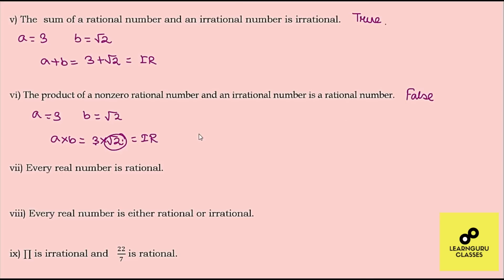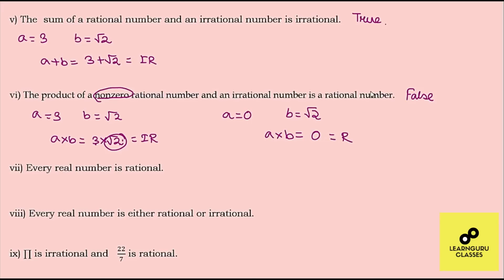But if it is not mentioned that the rational number is non-zero, suppose it had been given as the product of a rational number and an irrational number is a rational number, then it would have been true because if I say a equal to 0, 0 is a rational number, and b equal to root 2, then a into b would have given you 0, and 0 is a rational number, then it would have been true.